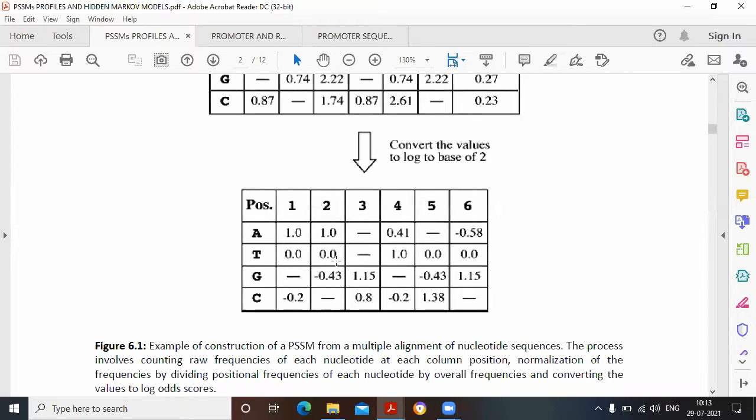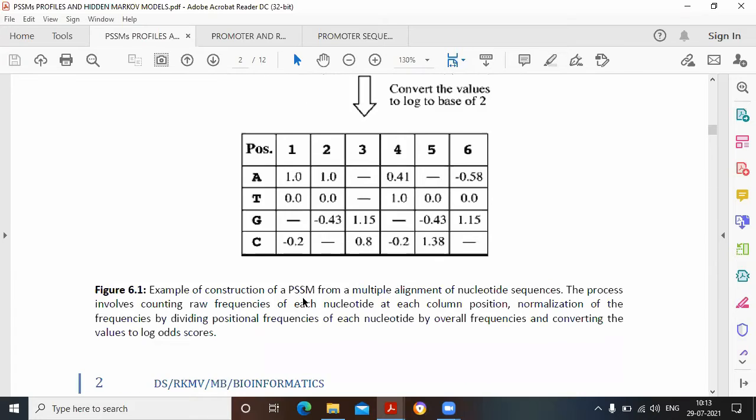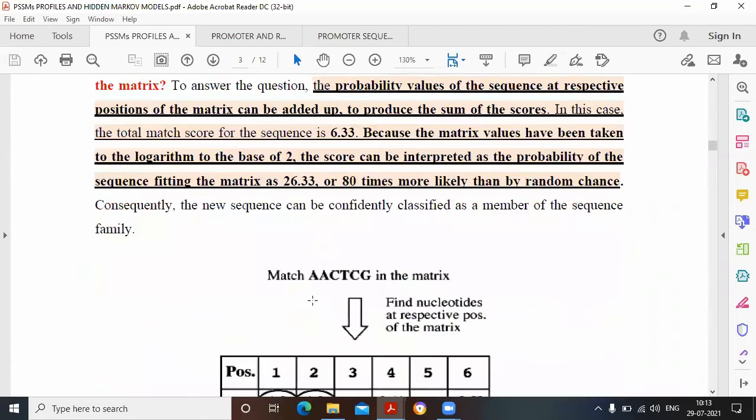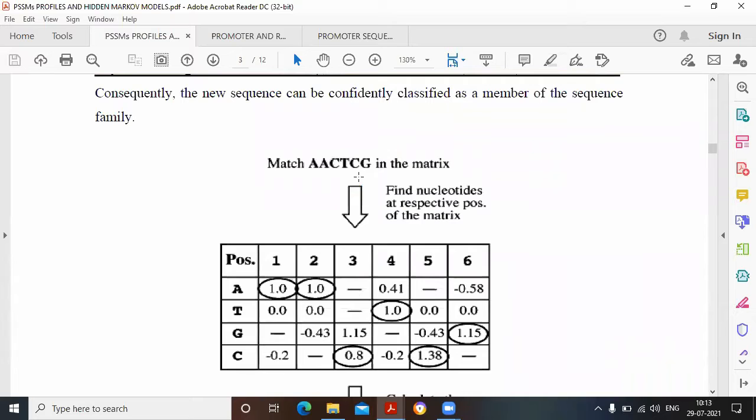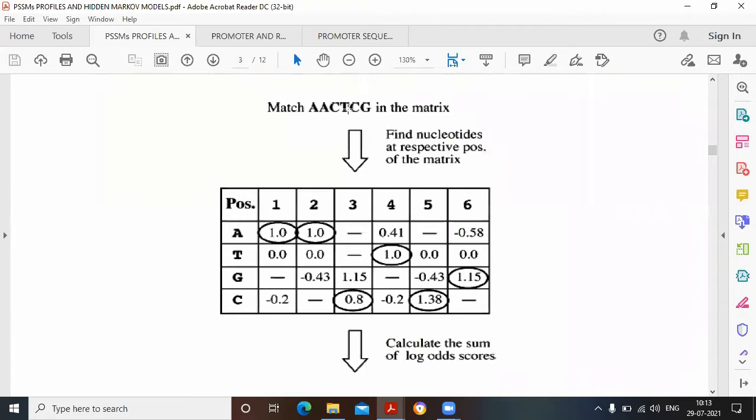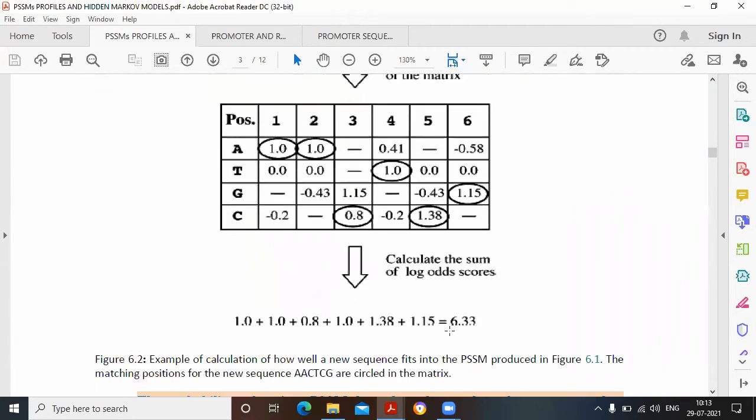What could be the probability? What could be the chance of preparing such a table? Now, the sequence I have provided is also made up of ATGC only, right? So this ATGC, with respect to the ATGC in the table, whatever score we are getting.